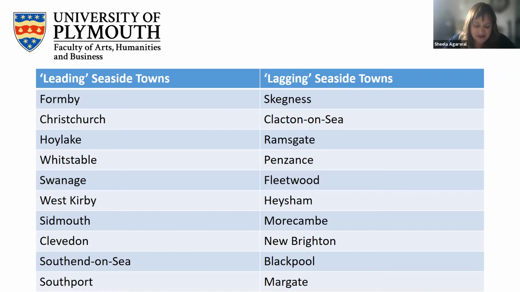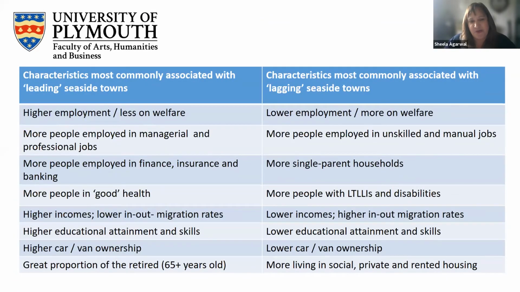Following this initial analysis, we undertook an analysis of the means difference across a much wider range of people and place-based human, economic, and capital factors. It drew on a seaside town database which collated over 100 economic and social variables drawn from secondary data across the 58 largest seaside towns. And we were able to distinguish characteristics most commonly associated with leading and lagging seaside towns. So in terms of the characteristics, I've done a very brief summary here.